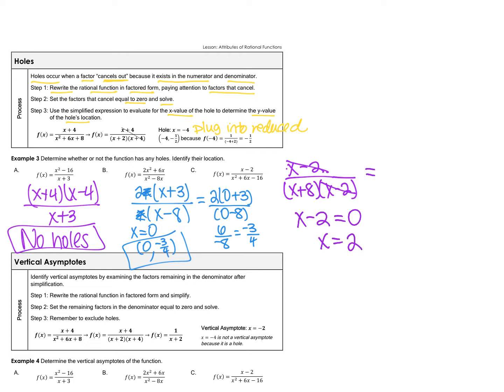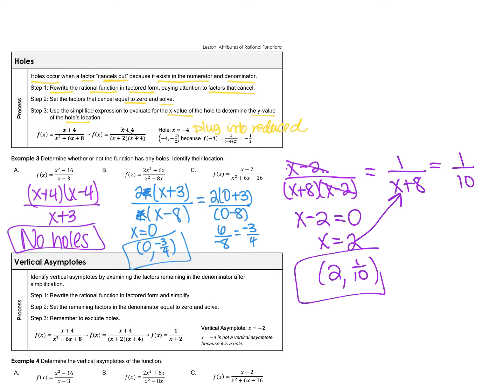Now, when you simplify this, notice x minus 2's completely cancel on the top, so I'm left with a 1 over x plus 8. Once I find the x value of the hole, I need to substitute it in right here. That's going to give me 1 over 2 plus 8, which is 10. So 1/10 would be the y value of the hole, which is a point that is undefined on your graph. So you only have holes if you factor numerator, denominator, and something cancels out.